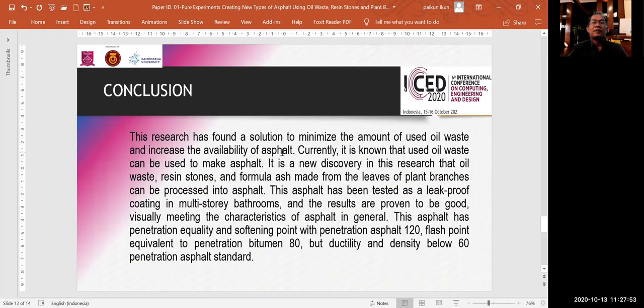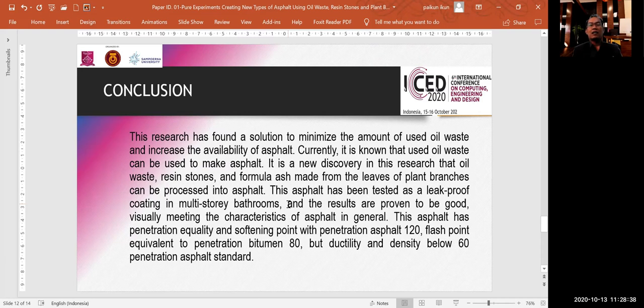And conclusion. This research has found a solution to minimize the amount of used oil waste and increase the availability of asphalt. Currently, it is known that used oil waste can be used to make asphalt. It is a new discovery in this research that oil waste, resin stones, and formula ash made from the leaves of plant branches can be processed into asphalt. The asphalt has been tested as a leak-proof coating in a multi-story bathroom, and the results proved to be good, visually meeting the characteristics of asphalt in general.